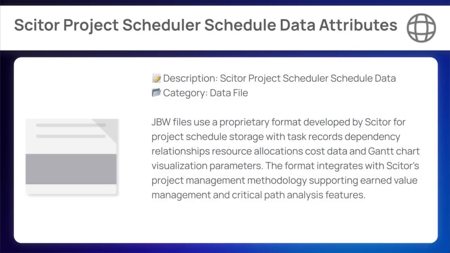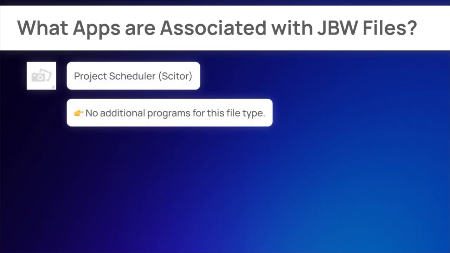JBW files use a proprietary format developed by Scitor for project schedule storage, with task records, dependency relationships, resource allocations, cost data, and Gantt chart visualization parameters. The format integrates with Scitor's project management methodology, supporting earned value management and critical path analysis features. The industry standard application for JBW is considered to be Project Scheduler from Scitor.